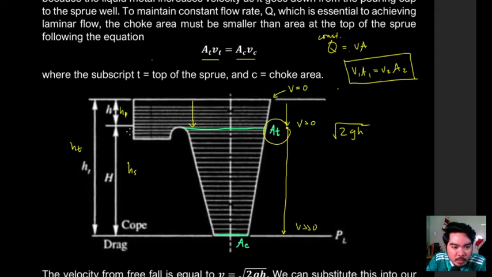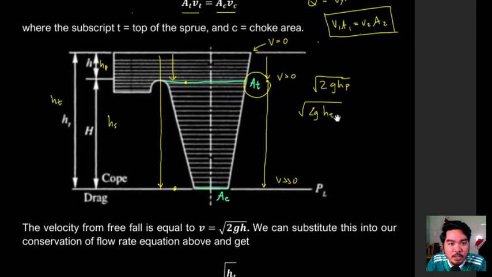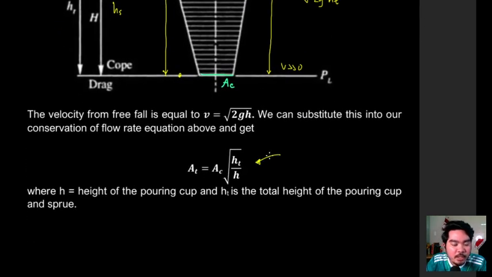So total, height of the pouring cup, height of the sprue. Okay? So dito, see at this point, particular point here, the velocity of the liquid is equal to square root of 2GHP. Tama? Tapos at this point, it has fallen a distance of HT. Tama, no? It has fallen a distance of HT. Therefore, yung speed niya is square root of 2GHT. Okay? So, if we do the calculation, then we can get something that looks like this.